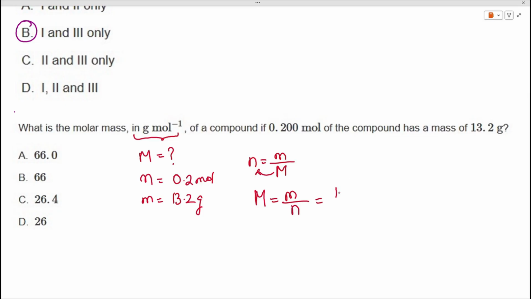The given mass is 13.2 grams. The number of moles are 0.2 moles. From here we get 66 grams per mole. So our correct option is option B.